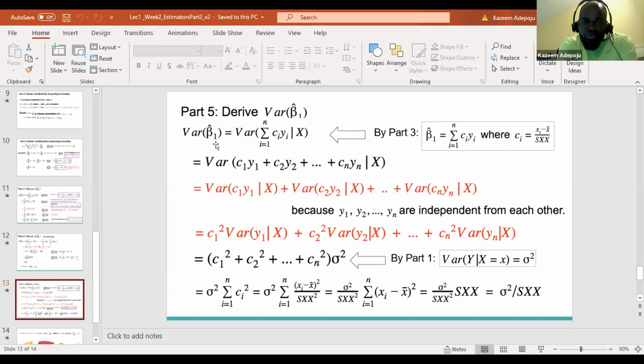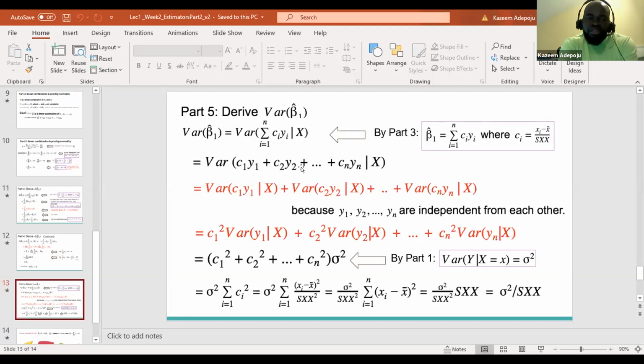If I want to prove the variance of beta 1, the final destination is this one here. How do we get here? We proceed the way we did the other time. The variance of beta 1 hat equals the variance of, what is beta 1? Beta 1 is a linear combination of y and Ci, so we have the summation of Ci yi. Don't forget that this is the same thing as c1 y1 plus c2 y2 up to cn yn. I'm just writing this one in listing form.